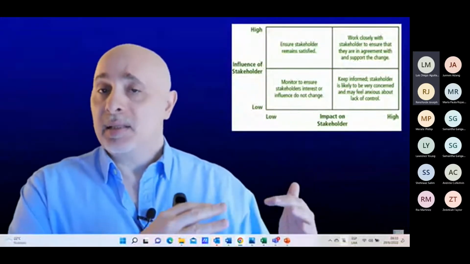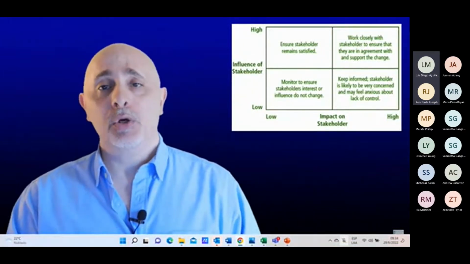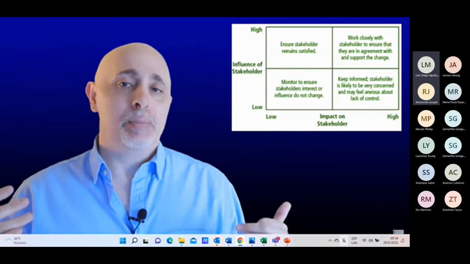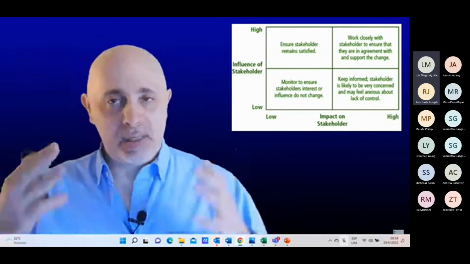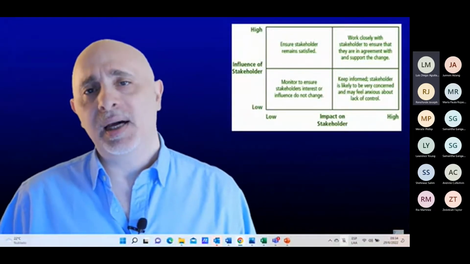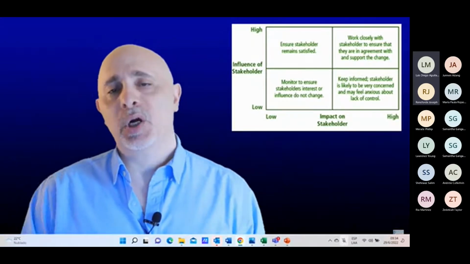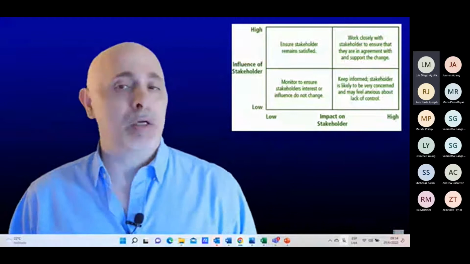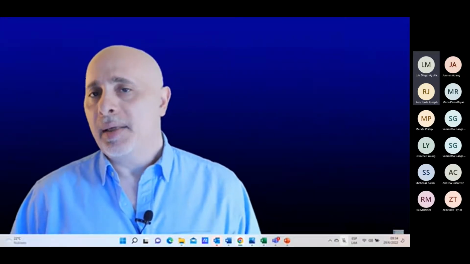There's another group that does not have that much power, but is very interested, and that could be yourself, it could be a technical team. They're not that powerful as far as influence, but they really want to know what's going on. So keep them informed. And then finally, there's another quadrant that talks about people with low power and low interest in your project. Obviously, these you can just monitor from a distance. They're not as important as the rest of your stakeholders.